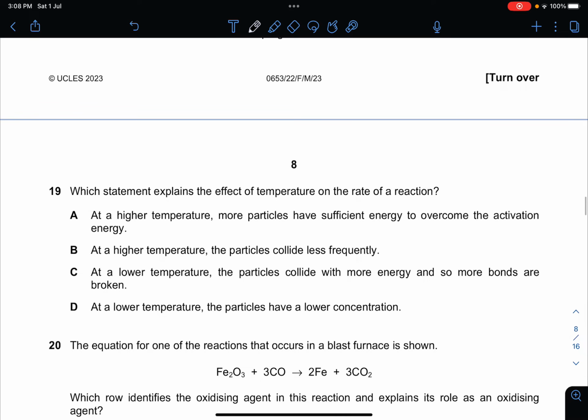Okay, which statement explains the effect of temperature on the rate of reaction? So high temperature, more particles have sufficient energy to overcome the activation energy. Yes, correct. And this is not less frequently. So more bonds are broken. No, this is the effect of temperature, right? When increased, it becomes exothermic. So it's more bond forming. At lower temperature, no. Temperature and concentration do not affect each other.